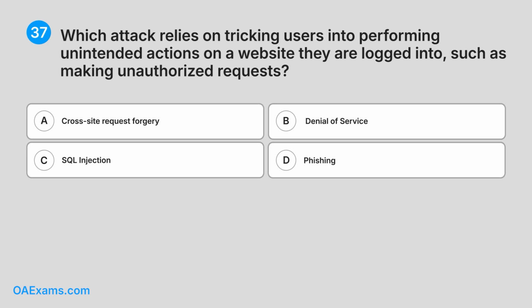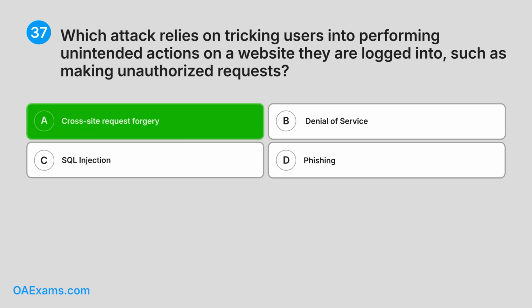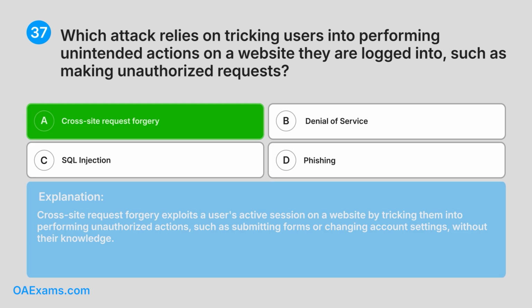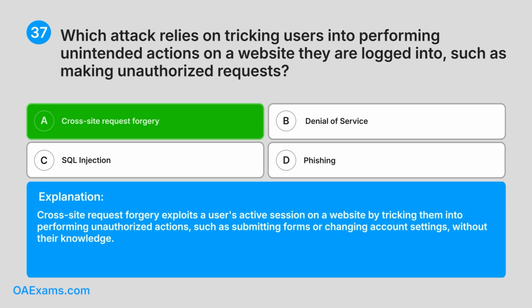Correct answer. A. Cross-site request forgery. Explanation. Cross-site request forgery exploits a user's active session on a website by tricking them into performing unauthorized actions, such as submitting forms or changing account settings, without their knowledge.